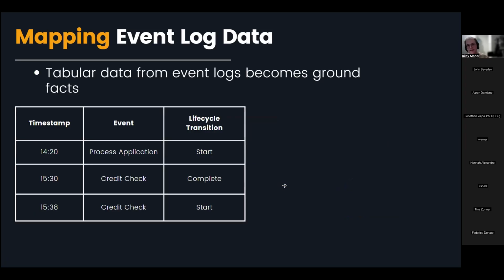So beginning with the mapping portion of this, if we want to take event log data, so here we have another example where we've just got a few columns, timestamp, the event, and then we have something called a transition.